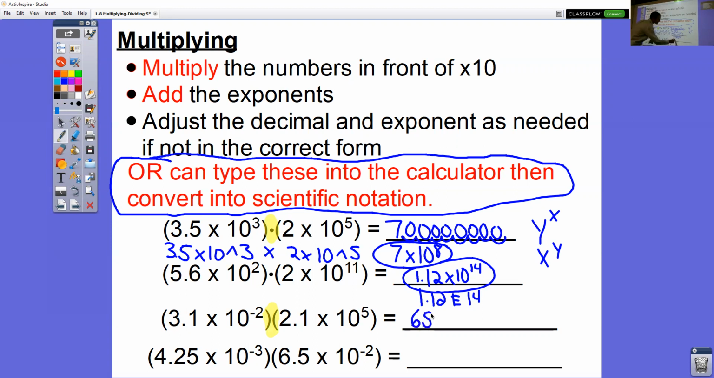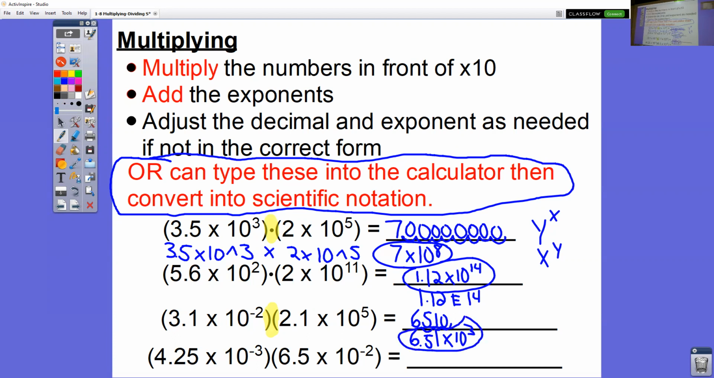You get 6,510. Making that into scientific notation, put a decimal point after your first non-zero number. So we have 6.51 times 10, 1, 2, 3 places to get to the end. So we have 6.51 times 10 to the third power.